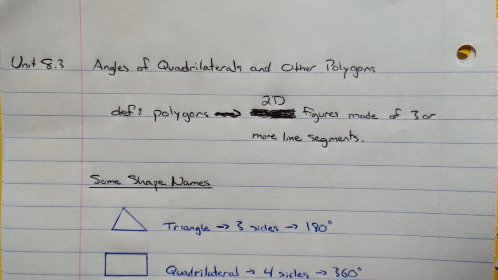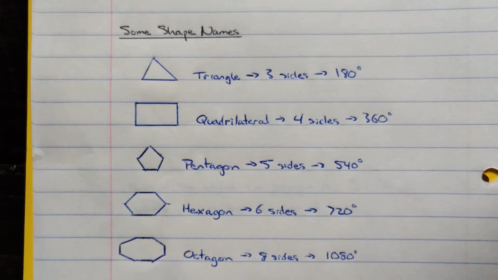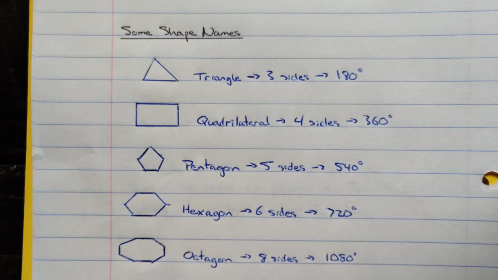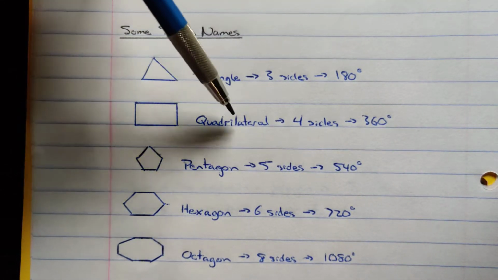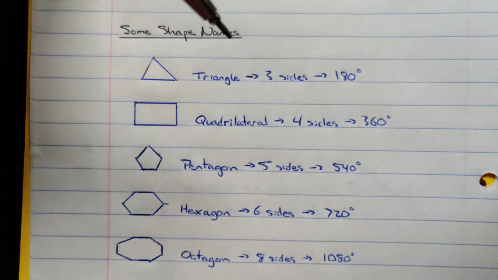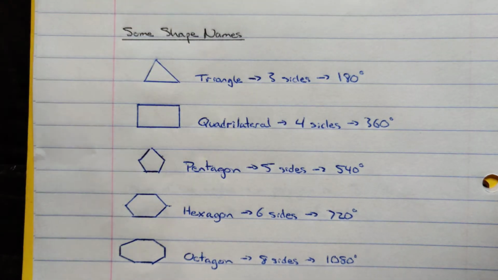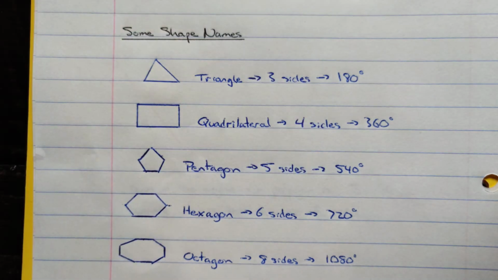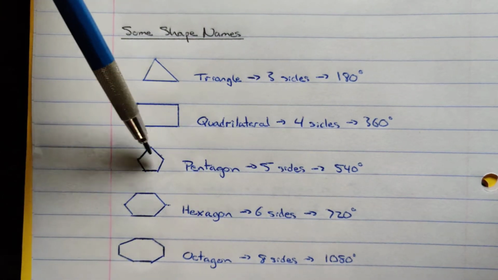In this section, we're jumping up in sides to quadrilaterals and then other polygons. Triangles, quadrilaterals, and any 2D shape that is made up of 3 or more line segments are known as polygons. So a triangle with 3 sides has 180 degrees in it. A quadrilateral, squares and rectangles and such, have 4, trapezoids have 4 sides, 360 degrees. A pentagon has 5 sides and has 540 degrees within the sum of the angles.